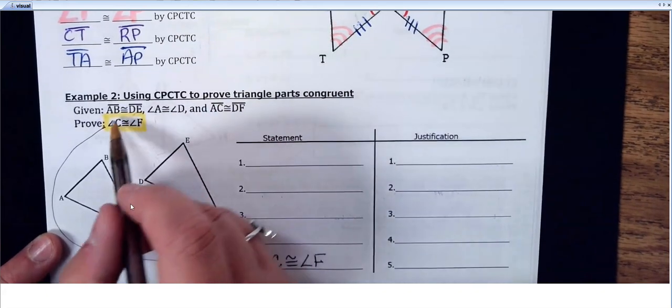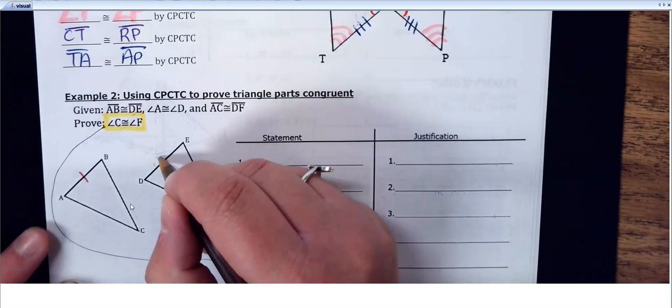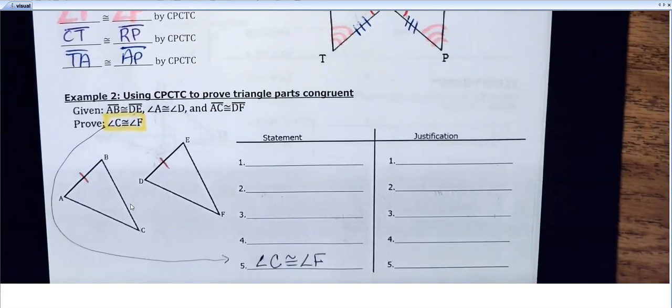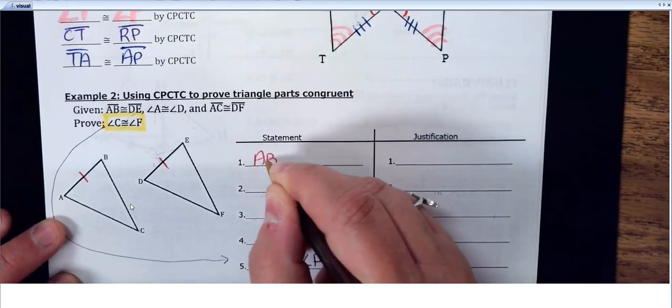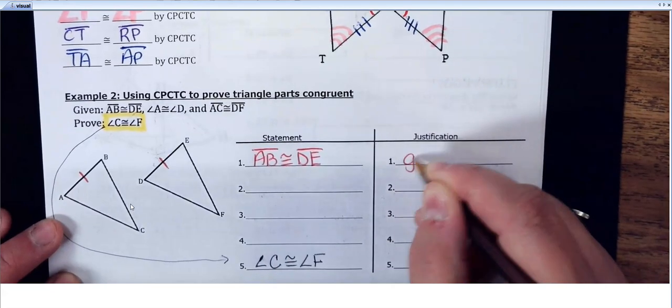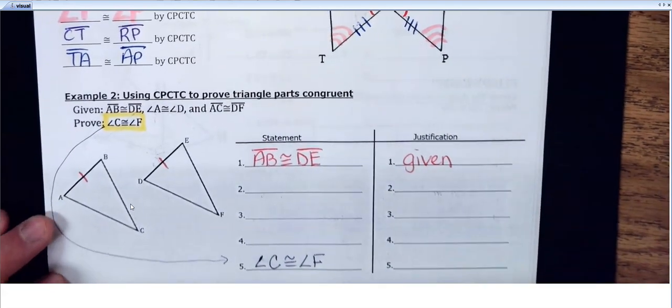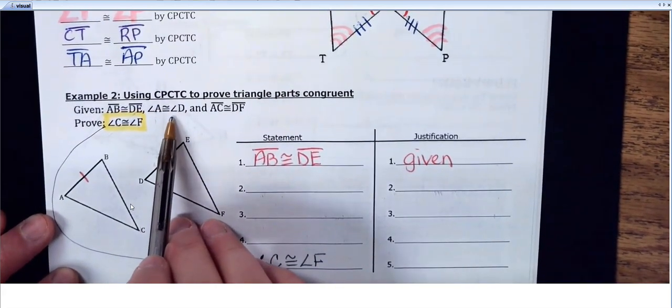So it says given AB, that segment, that side, and DE. So those 2 sides are congruent. That is a set of sides, so that's good for us. So I'm just going to come right over here and I'm going to say AB is congruent to DE. Set of sides, totally given to us in the directions. And these can come in any order. I'm just going to go with how they have it worded in the information.